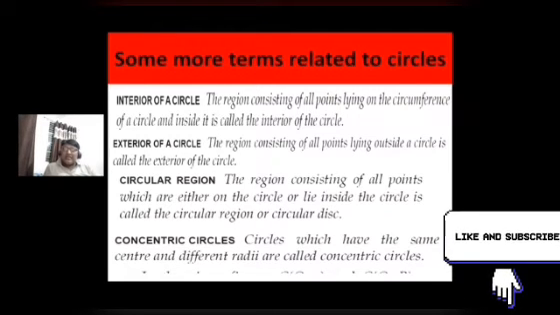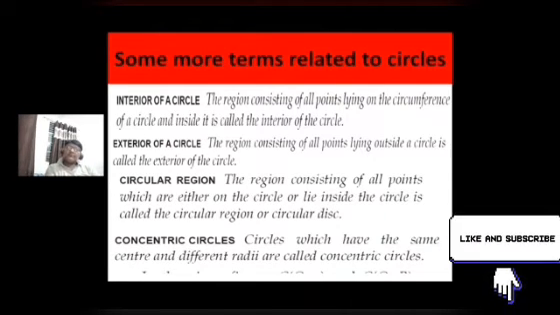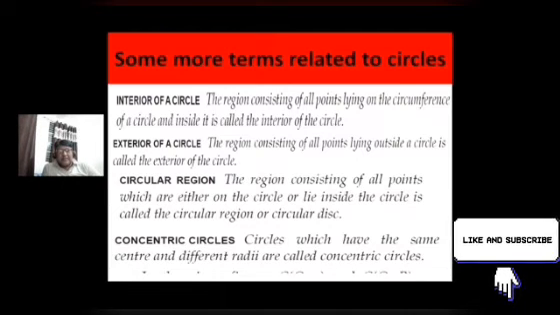Concentric circles. Two circles are said to be concentric if they have the same center but different radii. So when two circles have the same center but different radii, they are said to be concentric circles.